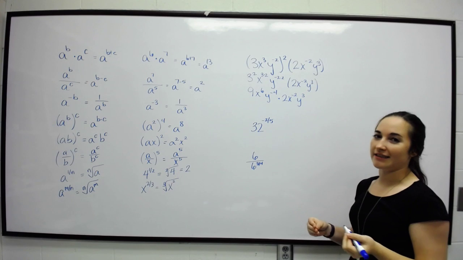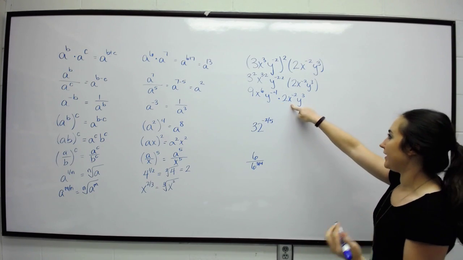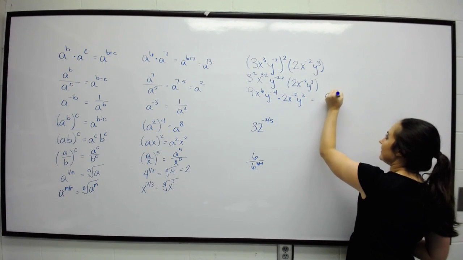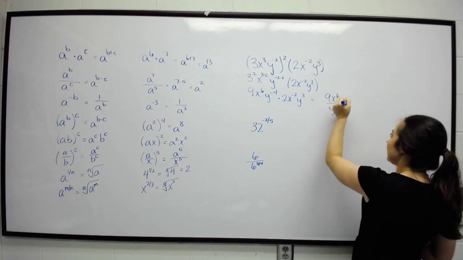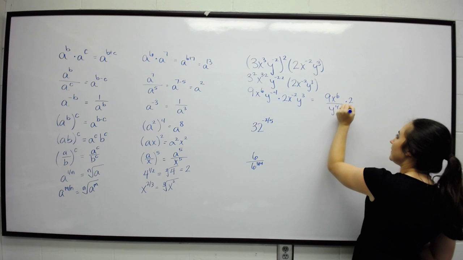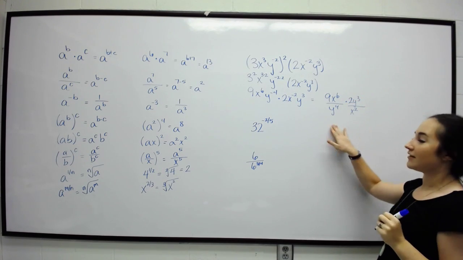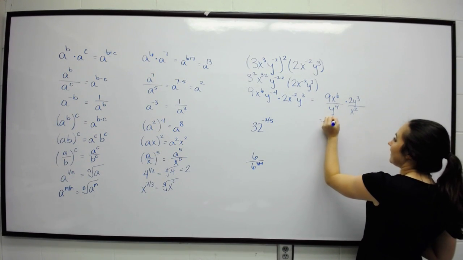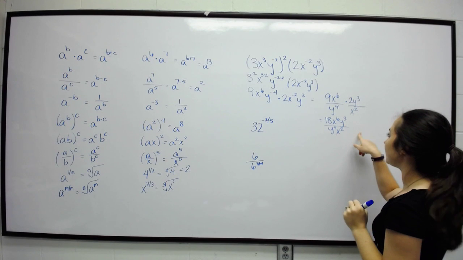So what we need to do here is simplify. We have some negative exponents, so I'm going to put those in my denominator. So I'm going to have 9x to the 6th over y to the 4th times 2 y cubed over x squared. We can go ahead and multiply these. So that's going to give me 18 x to the 6th, y to the 3rd, over y to the 4th times x squared.